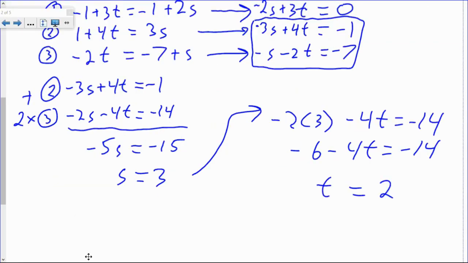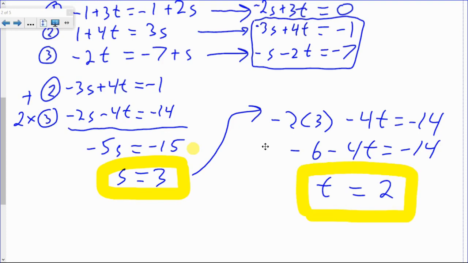So I add those two equations together and I eliminate the t's. I get an answer of s equals 3. And then I plug that back into equation 3, and solve for t and got t equals 2. So I solved this system right here and got that s equals 3 and t equals 2.